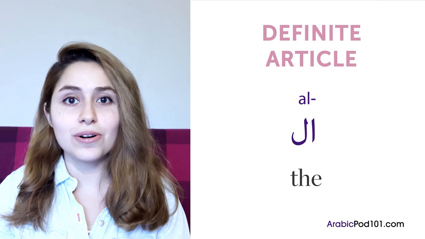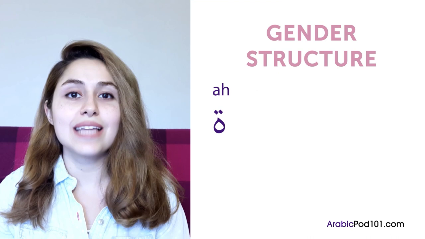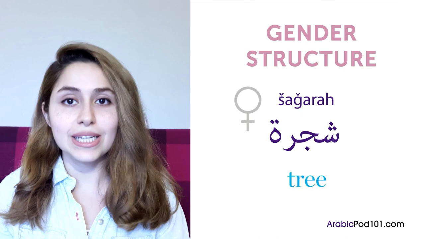You can tell what gender a noun is from its structure. If you see a ha sound, commonly known as ta marbuta, at the end of a word, then it's definitely feminine and will be conjugated as such. For example, the word shajara, meaning tree.